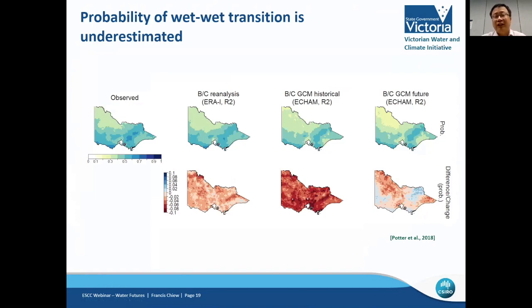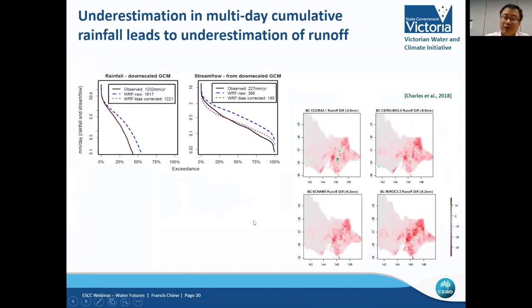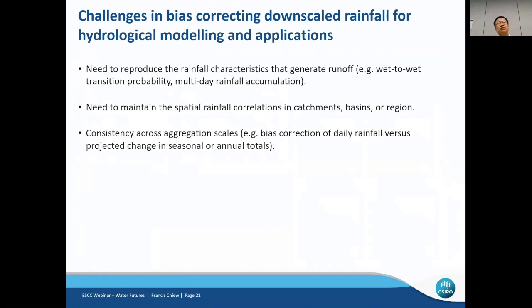In fact, what we're doing here is underestimating the cumulative sums of multi-day rainfalls, the 2-day rainfall totals or 3-day rainfall totals that generate runoff. And because of that, we're seeing these errors still in the downscaled data. Across the state of Victoria, from work that we've done with the Victorian Water and Climate Initiative, this leads to underestimation of runoff when we use bias correction, which doesn't take into account the day-to-day rainfall correlations. So that's just one example of the need to bias correct downscaled rainfall for hydrological modeling applications.